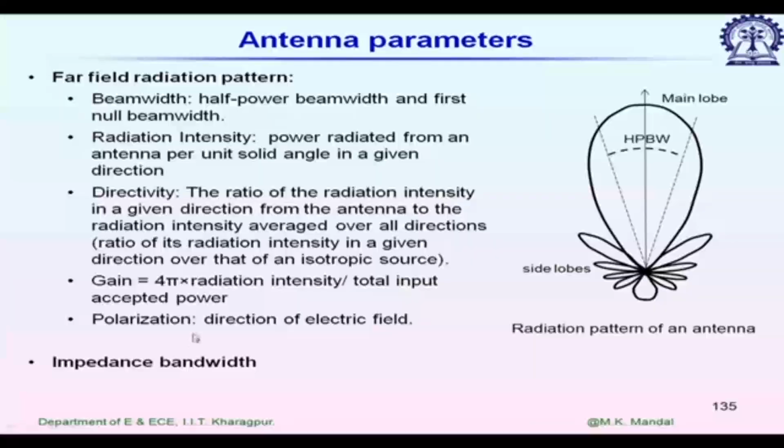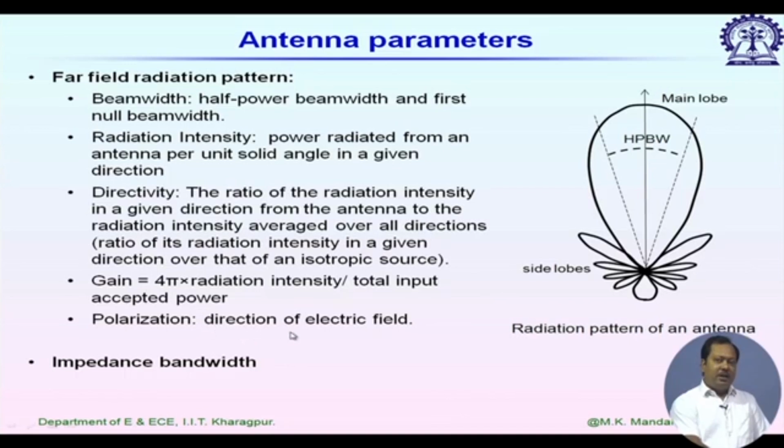Next, another important parameter is polarization. By polarization we basically mean the direction of the electric field. It can be in a straight line, in which case we call it linear polarization. It can be circular polarization or elliptic polarization. Until now we have been discussing the radiation characteristics of the antenna.